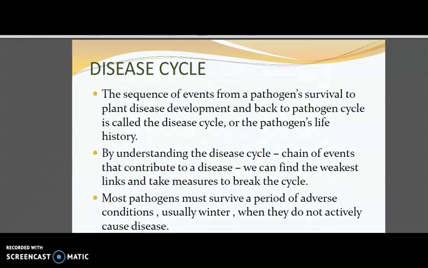Disease cycle. The sequence of events from a pathogen's survival to plant disease development and back to the pathogen cycle is called the disease cycle or the pathogen's life history. So why do we need to understand the disease cycle? By knowing the chain of events that contribute to a disease, we can find the weakest link and take measures to break the cycle so that we can prevent the plant from diseases. Most pathogens must survive a period of adverse conditions, usually winter, where they do not actively cause disease.